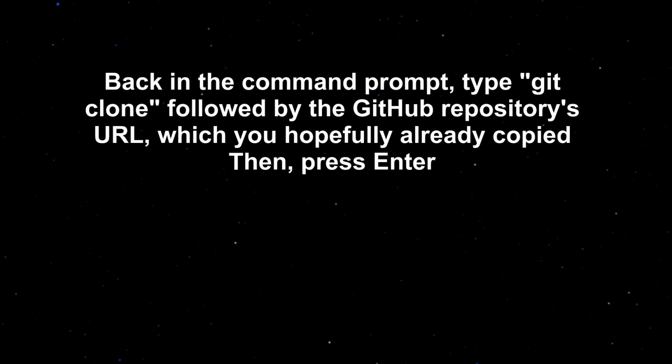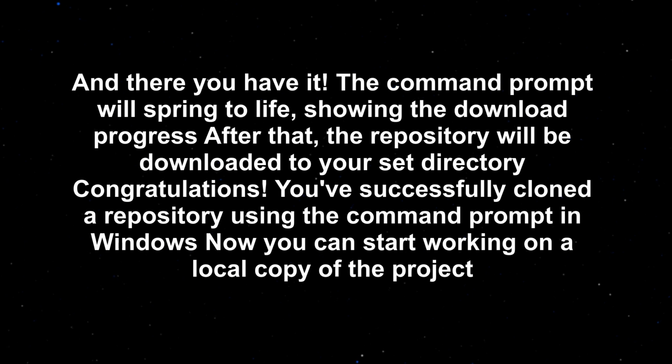Back in the command prompt, type git clone followed by the GitHub repository's URL, which you hopefully already copied. Then, press enter. And there you have it. The command prompt will spring to life, showing the download progress. After that, the repository will be downloaded to your set directory.